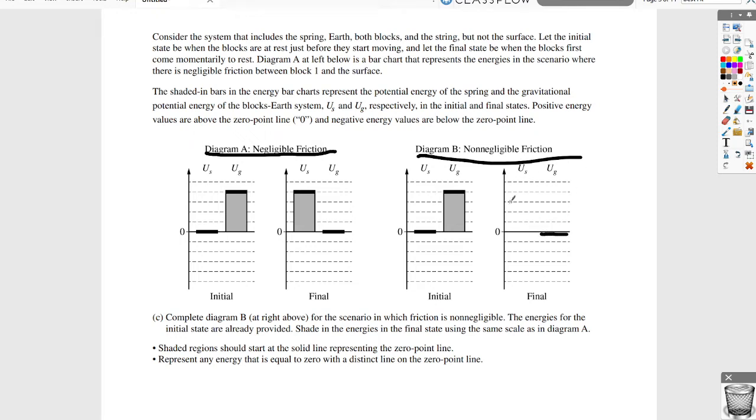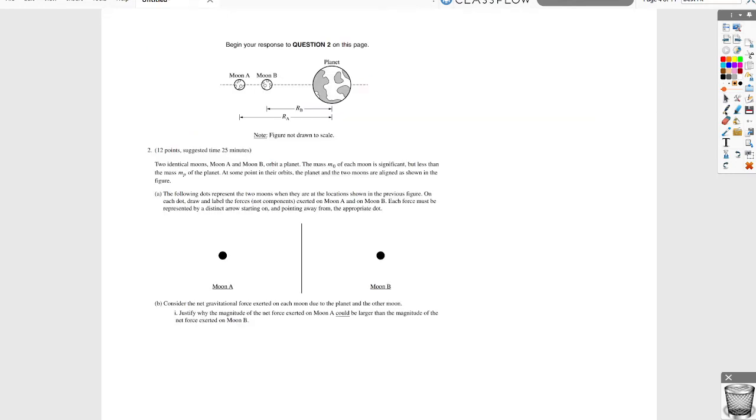So it will be something like this. It won't be at the same level as before, but it will be at roughly the same level. That should be 2 points, or maybe 3. So yeah, that's the diagram that you're supposed to draw. It's only a 7-point question.